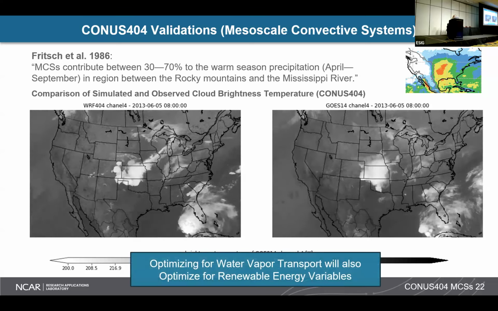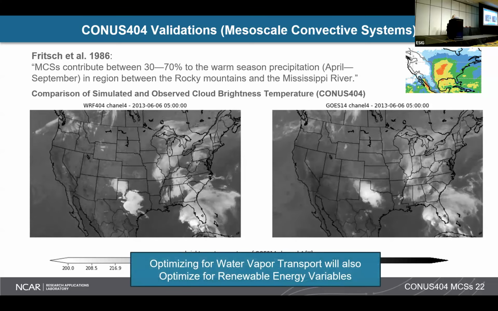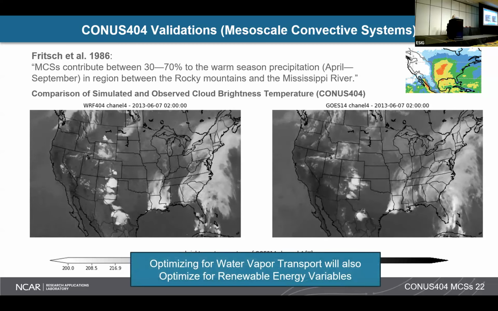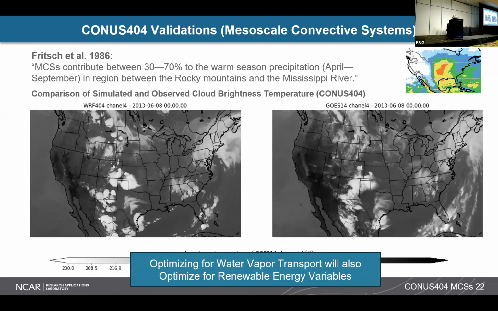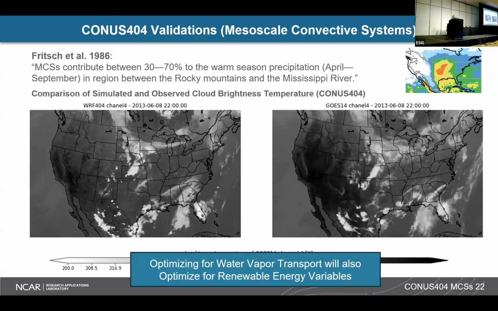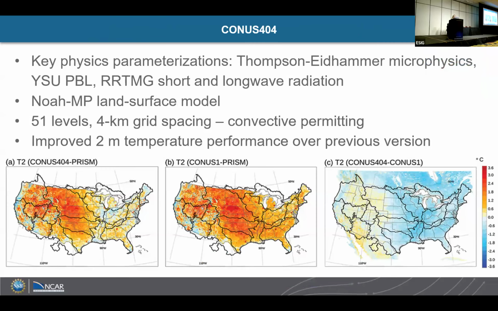But note that optimizing for water vapor transport, we expect will also optimize for the variables we care about for renewable energy. Now, temperature, of course, they have done some very good analyses for.